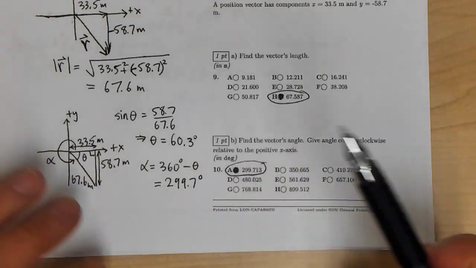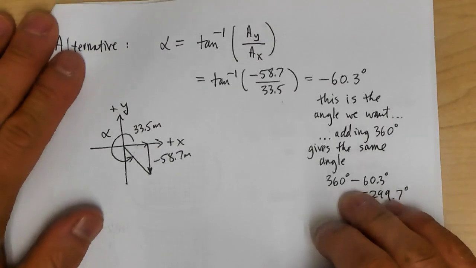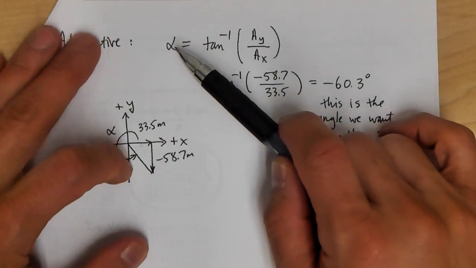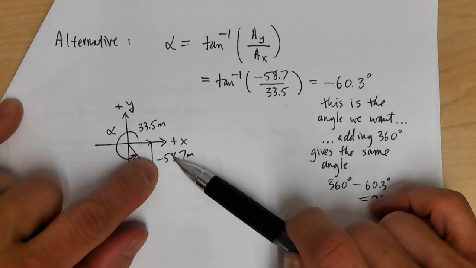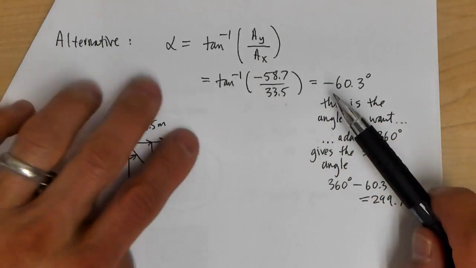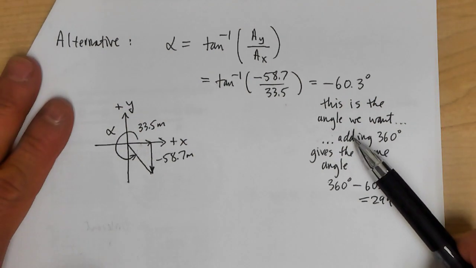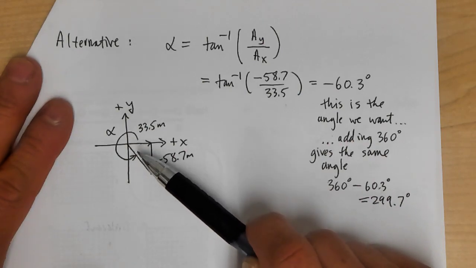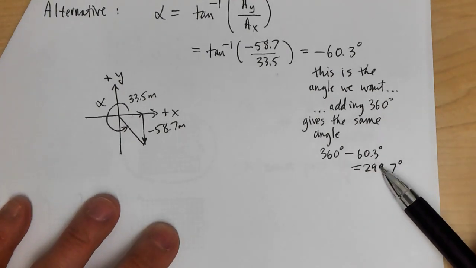You could have done this in several different ways. Okay, and here's one alternative. If I want to just measure alpha directly, then alpha is the arctangent, inverse tangent, of A_y, which is negative 58.7, divided by A_x, which is 33.5. And so we get that the arctangent is negative 60.3. This is the angle we want. You can think of this as negative 60 going the other direction, so we're going to add 360 to this to give 299.7.